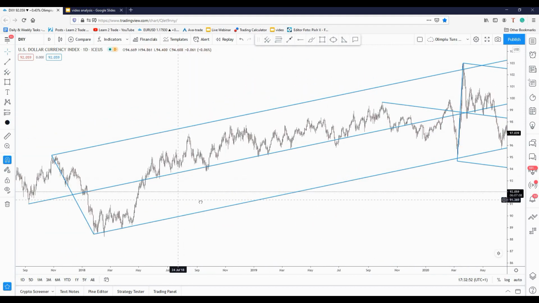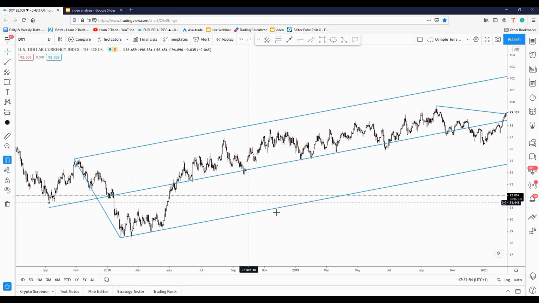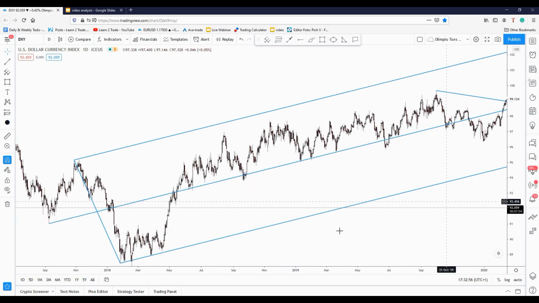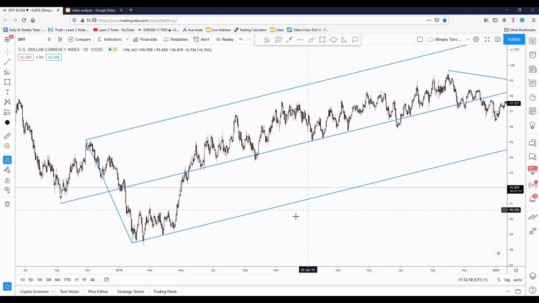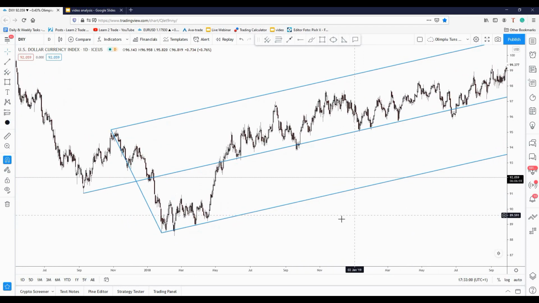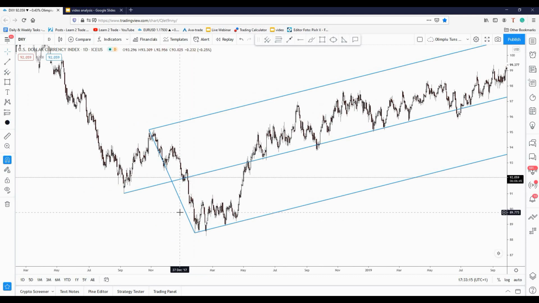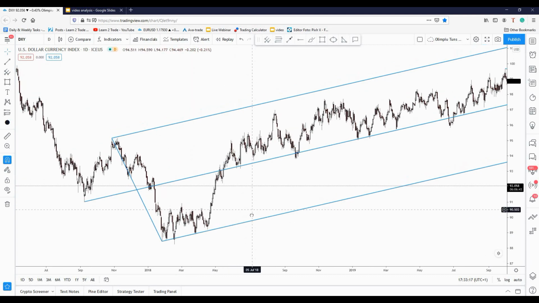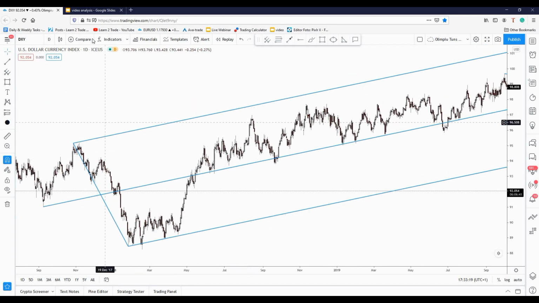Okay guys, you can use this trading tool along with other tools like Fibonacci retracements, extensions, along with pivot points, along with static support and resistance, and along with other technical indicators.